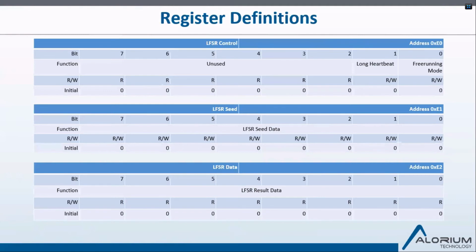So by setting that long heartbeat bit in the LFSR control, you can see the heartbeat toggle every 10 million cycles instead. Now, there's also an LFSR seed register, and that register is how the user can write an initial seed state for the LFSR to get the LFSR to start from wherever you want it. And then the LFSR data register is going to be the resulting output of the LFSR module. So just keep in mind that these 3 registers are being used by the design, and we're defining the different addresses for those 3 registers.